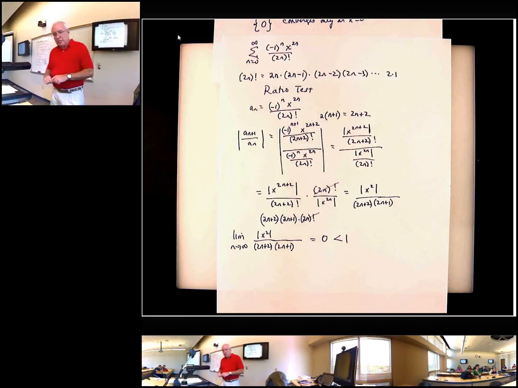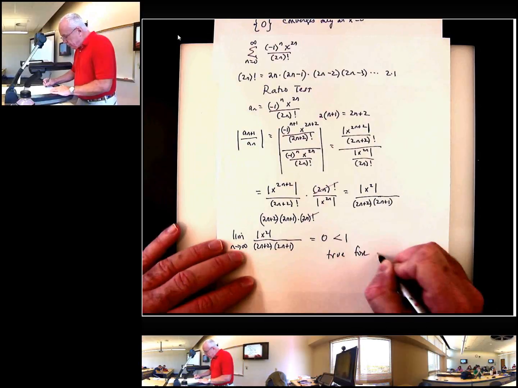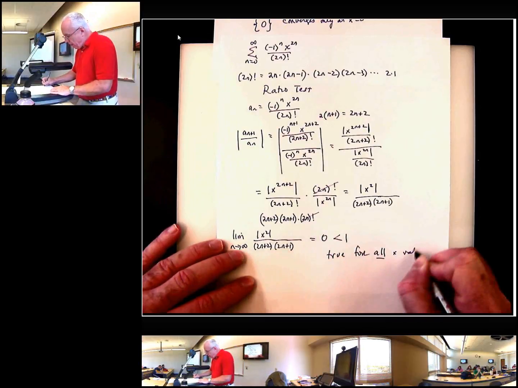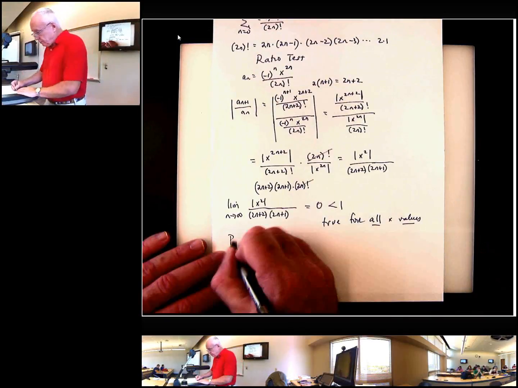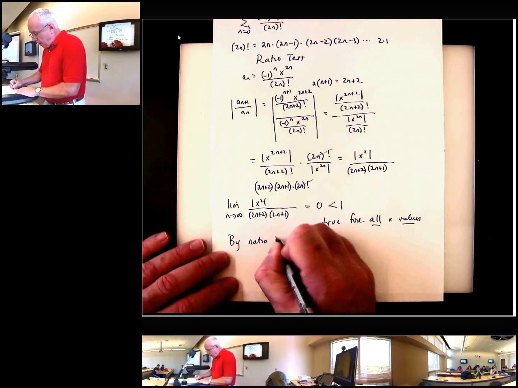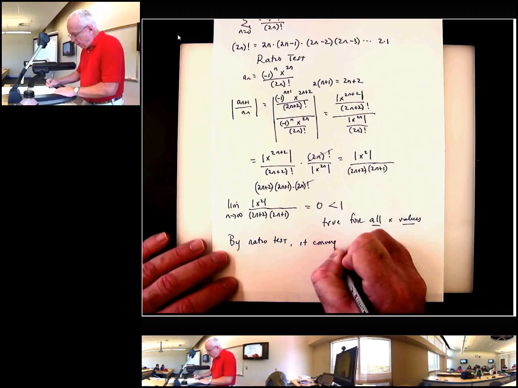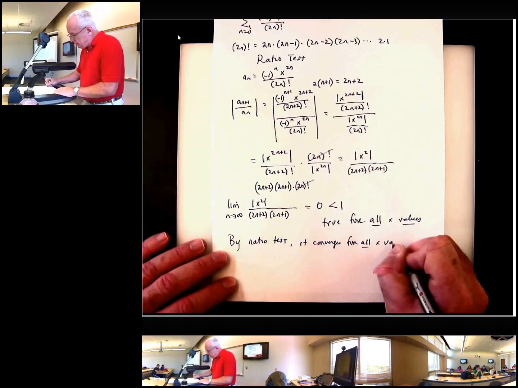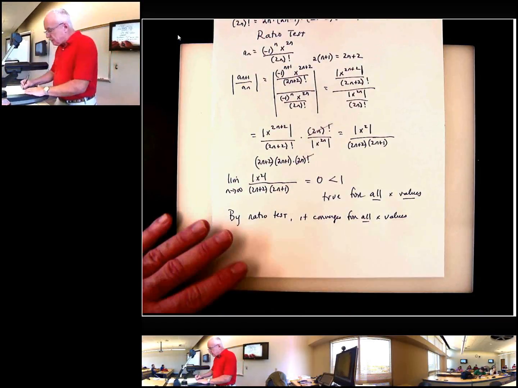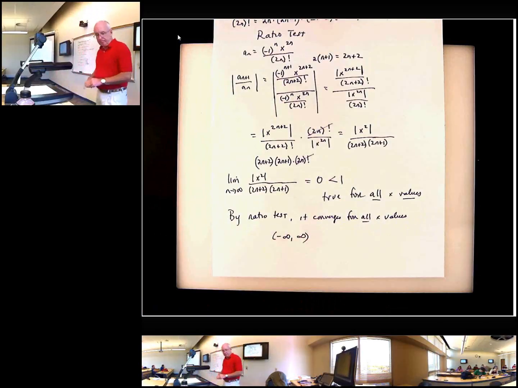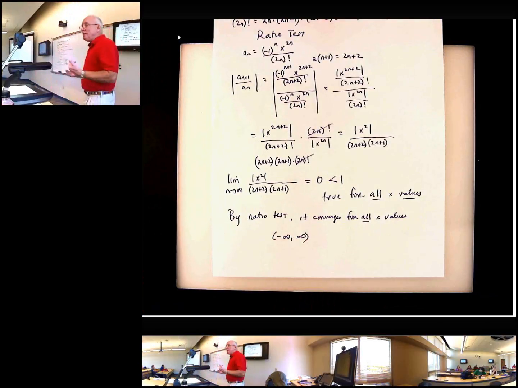We have no restriction here on our x values. No matter what our x value is, this ratio test will pass. It'll be less than 1. So this is true for all x values. Therefore, by the ratio test, this converges for all x values. It converges for all x values. So if we want to write this in interval notation, the way to write every x value is minus infinity to infinity. And again, there's no endpoints to check with infinity.